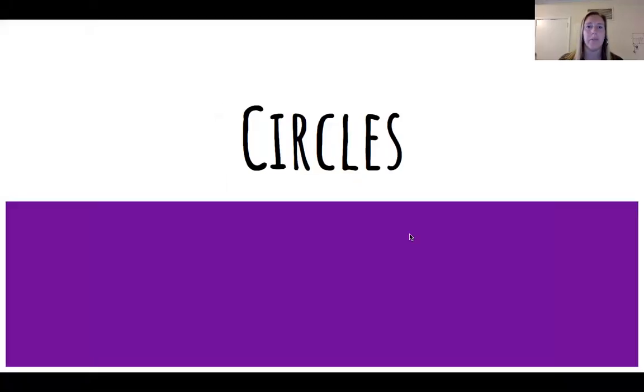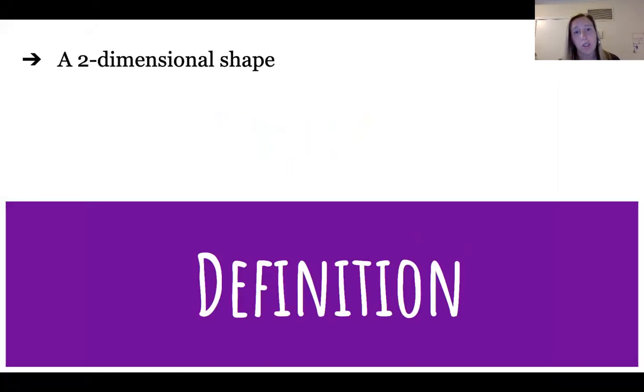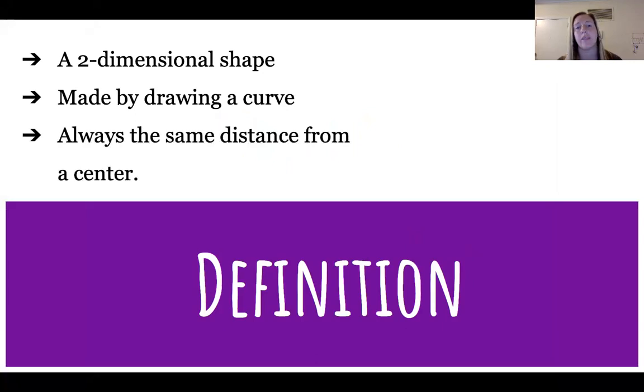Okay, so when we talk about circles, we're talking about a two-dimensional shape. It is drawn using a curve, and it's always the same distance from the center. So from my center to the outside of the circle is going to be the same distance. A circle actually has all congruent radii. All the radii in the circle are going to be the same length. And again, it has a curve, which means it's not a polygon, because a polygon has straight sides.